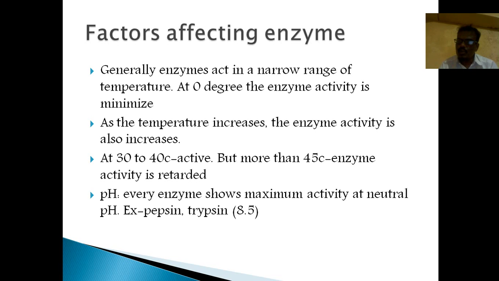Even pH also. Every enzyme shows maximum activity at a particular pH. Example, pepsin and trypsin at 8.5 pH. So only when the pH is at the right level will enzymes work. Otherwise enzymes cannot work. Clear? So these are the factors which affect enzyme activity.